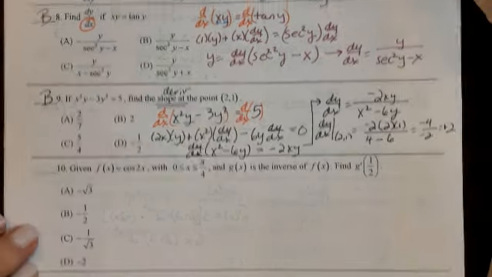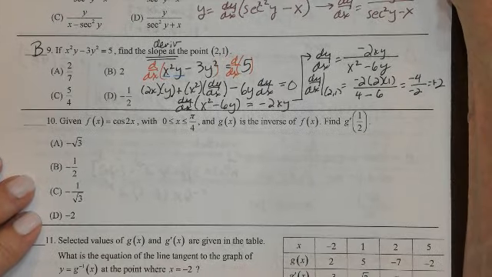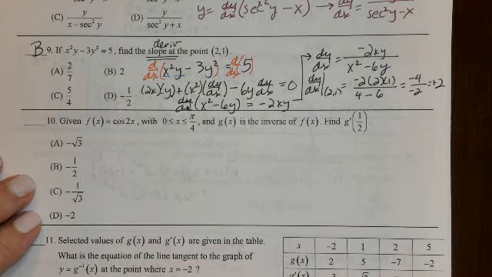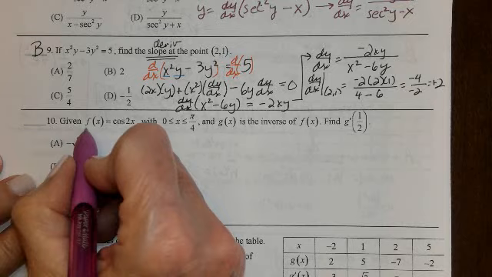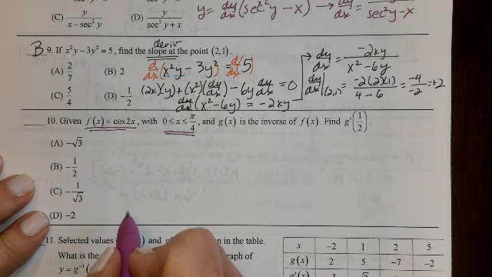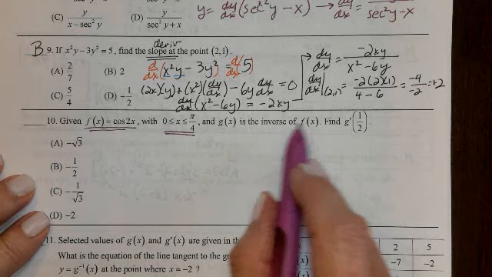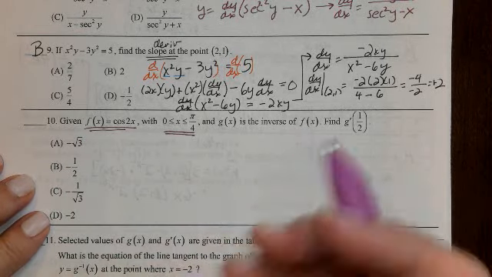Okay, got the calculus right. Messed up on my signs. Alrighty, number 10. For number 10, here's our function. They are restricting our domain for us, and they say here's f, and g is the inverse of f. So this is going to be an inverse problem.